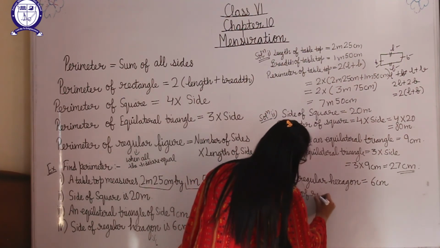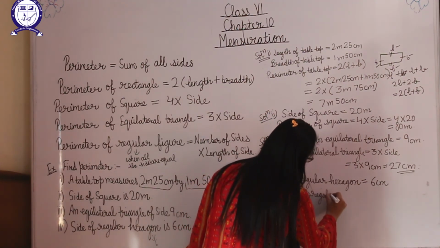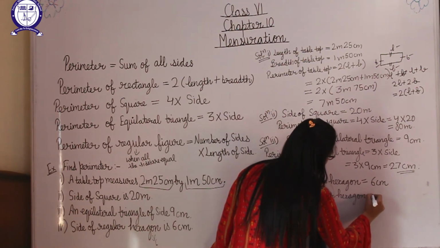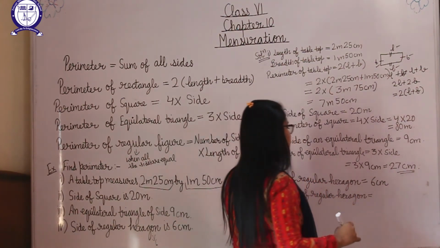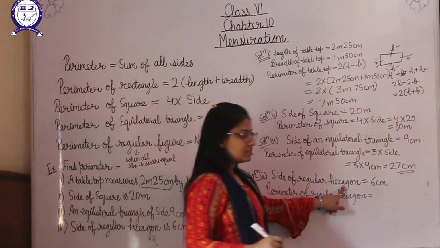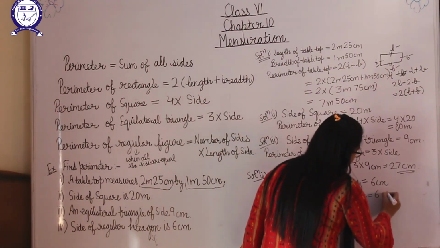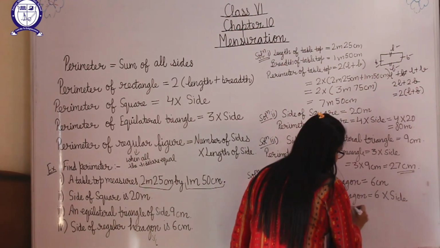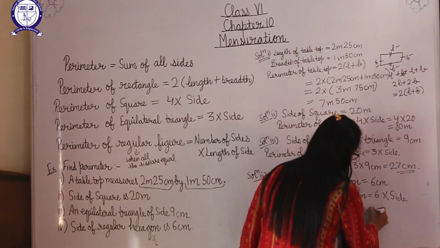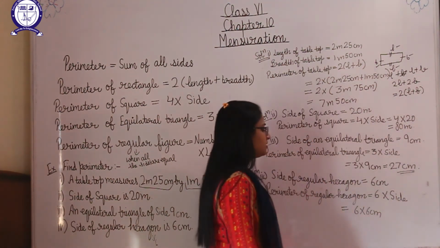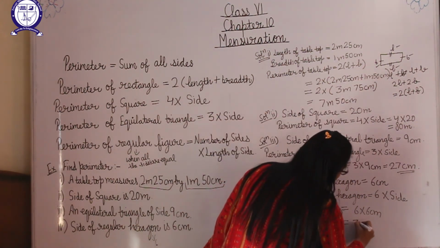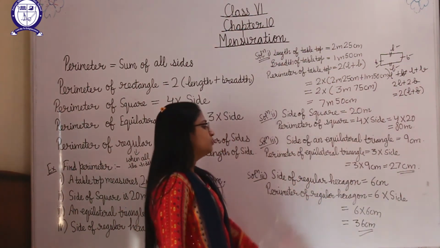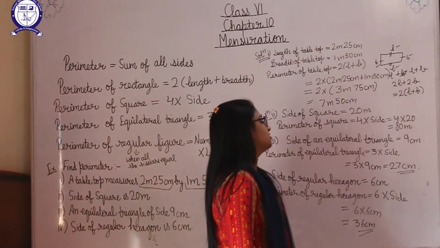So perimeter of regular hexagon is equal to, as I told you, first of all we need to write the number of sides. So in a hexagon 6 sides are there. Multiply the length of side. So what is the side? Side is 6 centimeter. So students, here 6 6s will be 36. So the perimeter of regular hexagon is 36 centimeter, whose side was 6 centimeter, right?